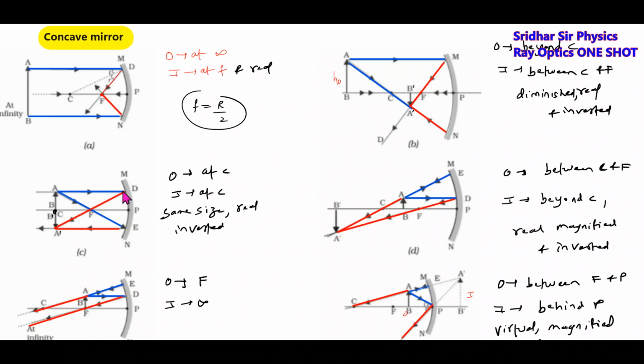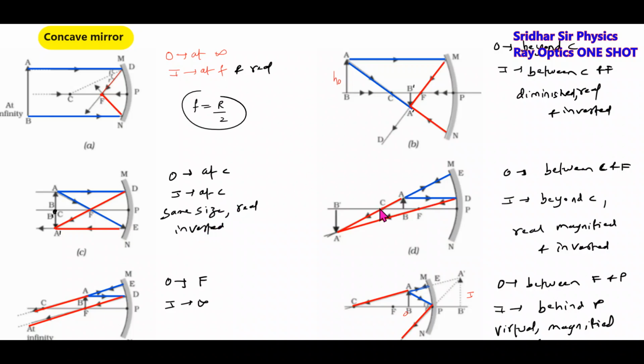Then there's an incident ray. After reflection, it will pass like this. There's an incident ray passing through the focus. After reflection, it will become parallel. Both will converge at this point. So therefore, for an object at the center of curvature, the image will be at the center of curvature, same size, real and inverted.